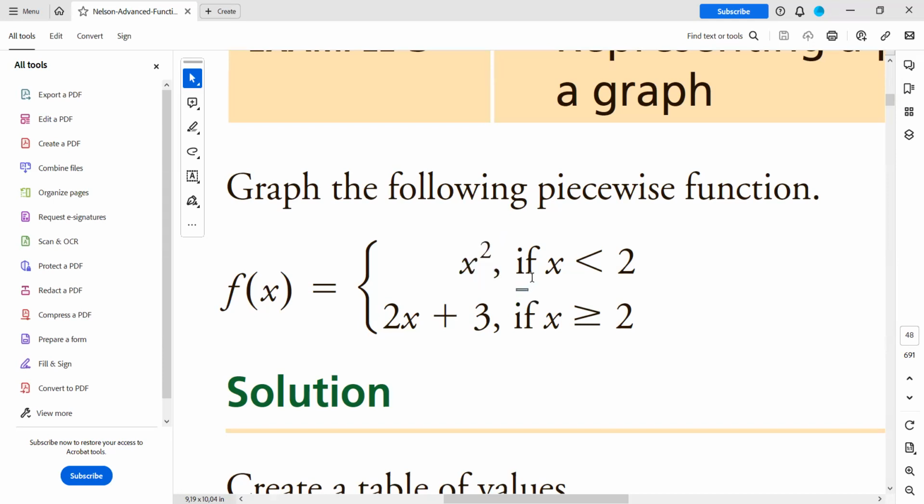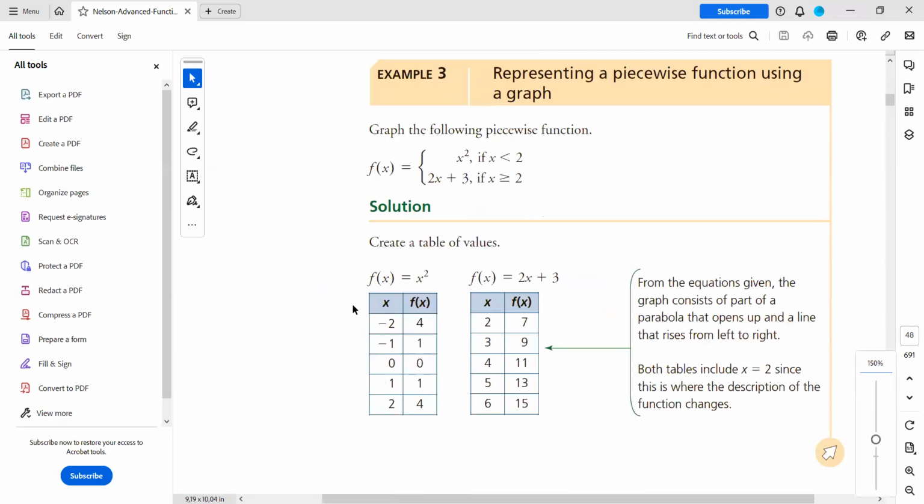To plot x squared, we're going to take three values before 2. Or here in this example, they took 5 values. You can take as many as you want, but 3 should be sufficient to plot a function. Actually, they took 5 points because they want to plot the whole parabola.